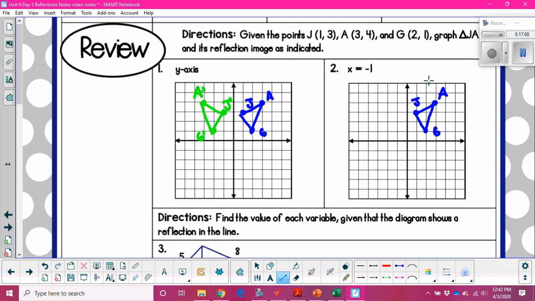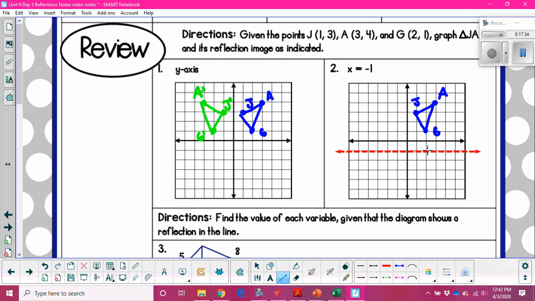Okay, so this time you had to reflect it in the line x equals negative 1. Okay, so we're going to draw that line, which is right here. Okay, so there's your line of reflection, and you need to flip it over. So you're going from up here, you're flipping it down here. You're going to end up down here in the 4th quadrant. Okay, so remember, you're going to be the same distance away for your image as you were for your pre-image from the line of reflection.